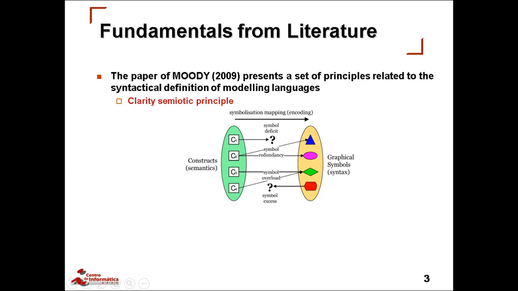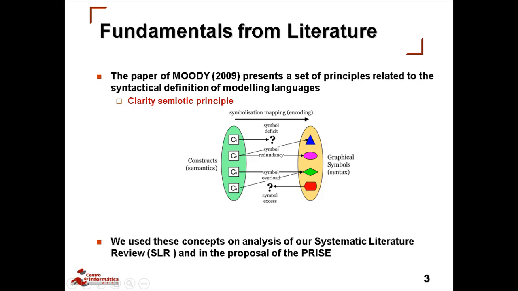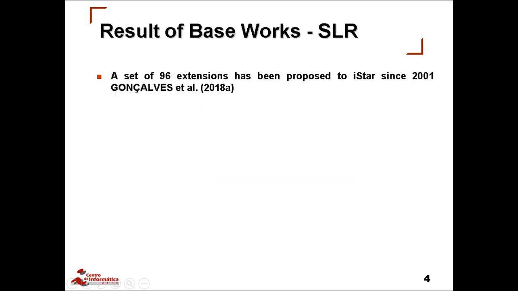Symbol deficit, when there is no symbol in a notation corresponding to a particular concept. Symbol redundancy, when multiple notation symbols can be used to represent a single concept. Symbol overload, when a single symbol represents multiple concepts. And symbol excess, when a symbol does not correspond to any concept. These concepts were used by a systematic literature review, which will be presented in the next slide, and also during the definition of PRISE.